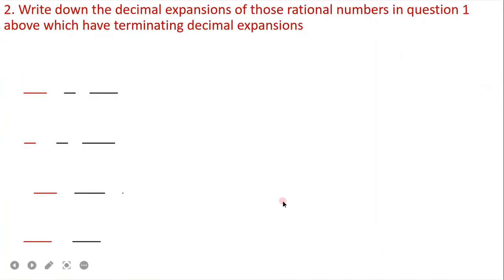Okay. Second question, write down the decimal expansion of those rational numbers in question 1 above which have a terminating decimal expansion. Okay. We solved 10 problems in the previous question, in which we found 6 are having terminating decimal expansion. So, by using those rational numbers, we want to solve further.